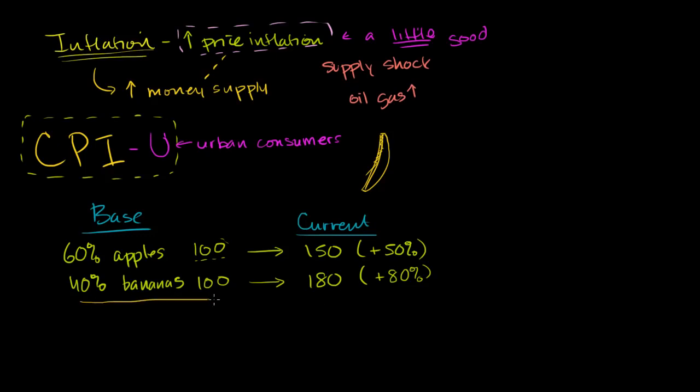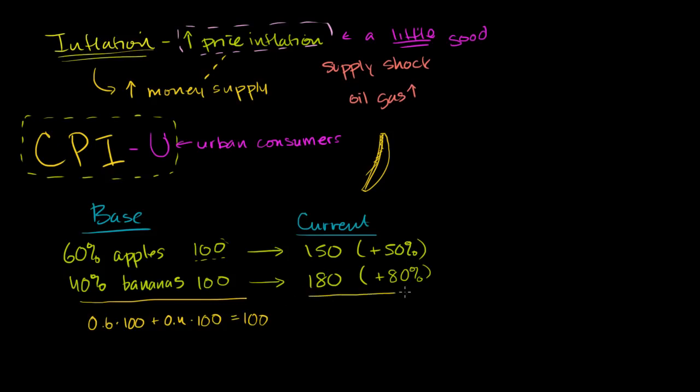So in the base year, our base index is 0.6 times 100, plus 0.4 times 100. And this will just come out to 100. This is 60 plus 40. This is equal to 100, as it should. That is our base year. That is our base for our index.